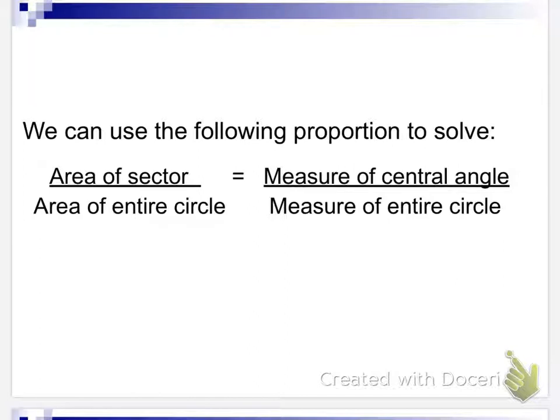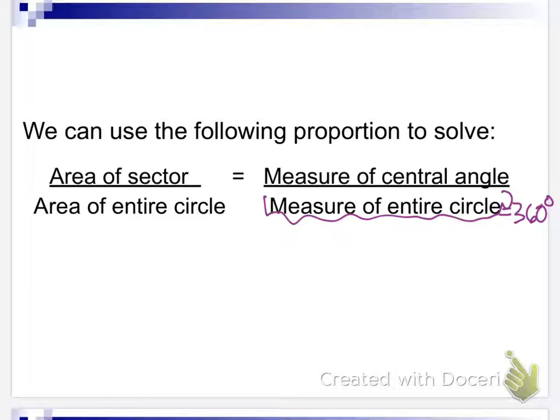So area of the sector over area of the entire circle equals the measure of the central angle over the measure of the entire circle. The interior of a circle's measure is always going to be 360 degrees. If you don't remember that, let me make sure I tell you now. So that part's always going to be 360, and this is what we're going to use to solve the rest of them.